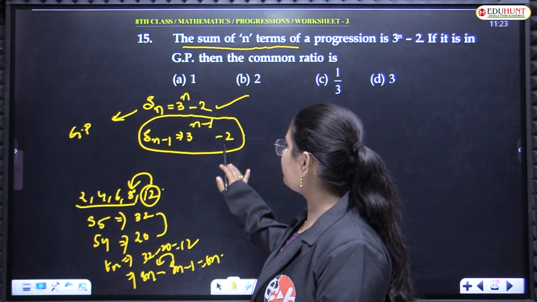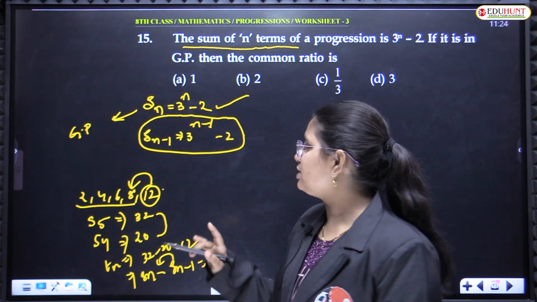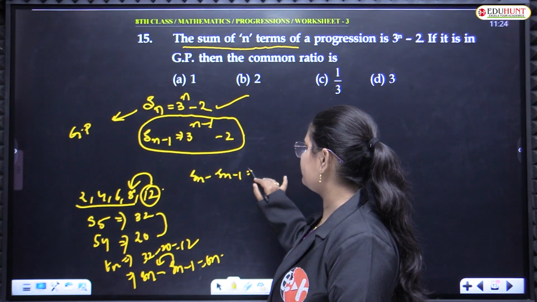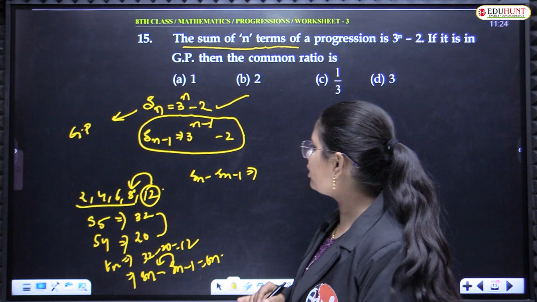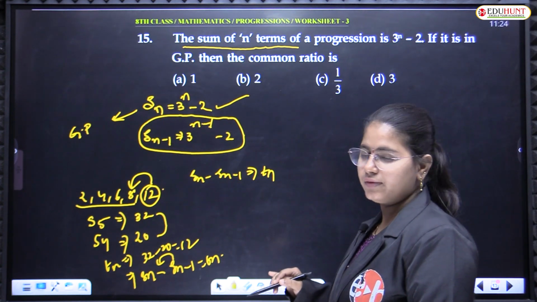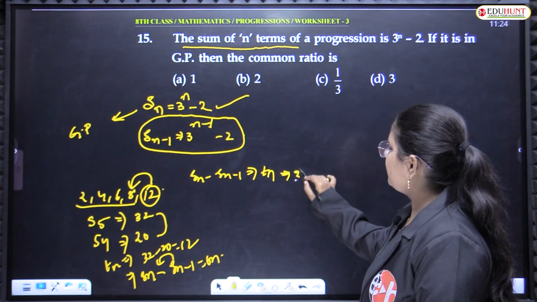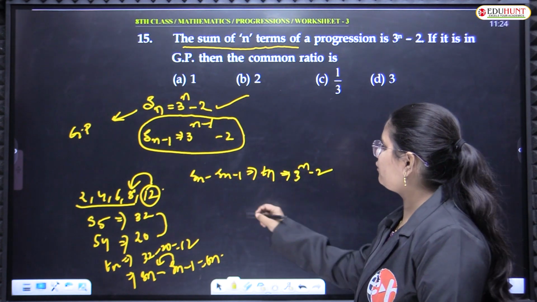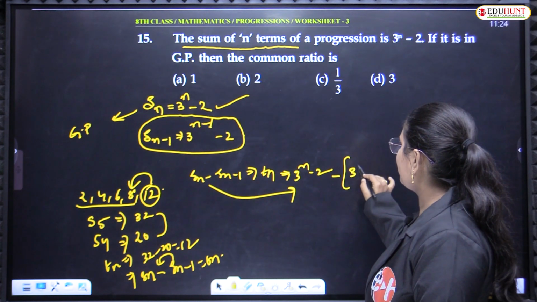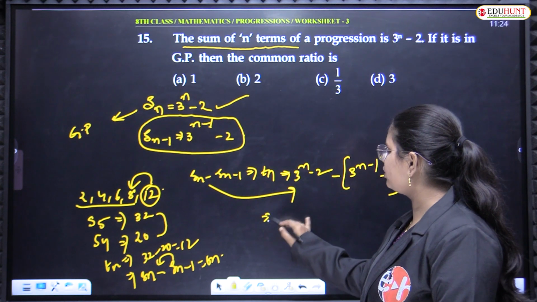So, for that reason, I have Sn and S(n-1). Subtract Sn minus S(n-1). What am I going to get? Tn, the last term of a progression. So, what is S(n-1)? 3 power of (n-1) minus 2. First I have to write out Sn, minus 3 power of (n-1) minus 2. Remove the bracket. What am I going to get?